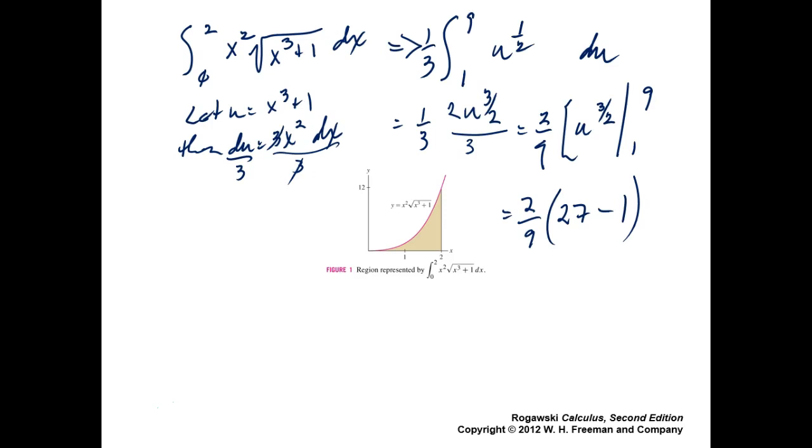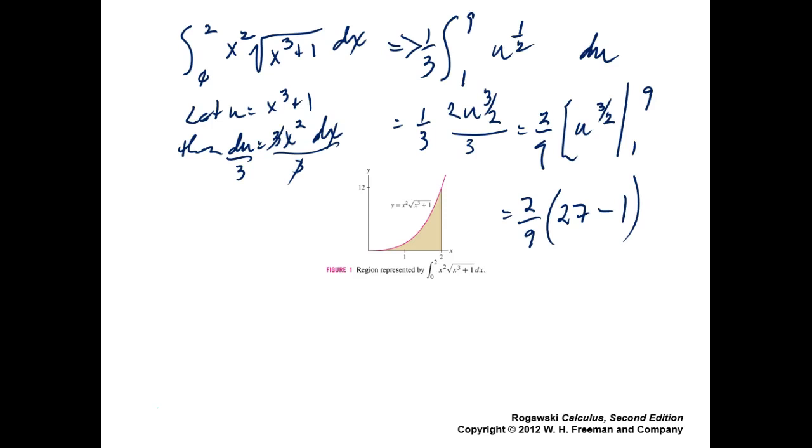When you're plugging in 9 for the u, it's 9 to the 3 halves power. You can do it one of two ways. You take the 9 and cube it, and then take the square root of that answer. Or take the square root of 9 first, and then cube that answer. That's the easier way to go. That's what it means to do a fractional power. The numerator is the power, the denominator is the index for your root, which would be a square root.